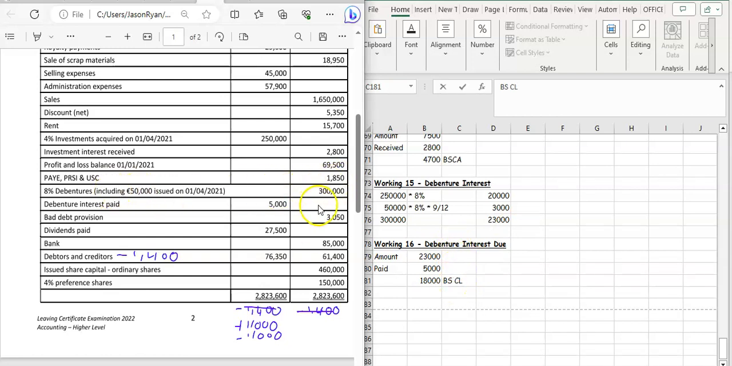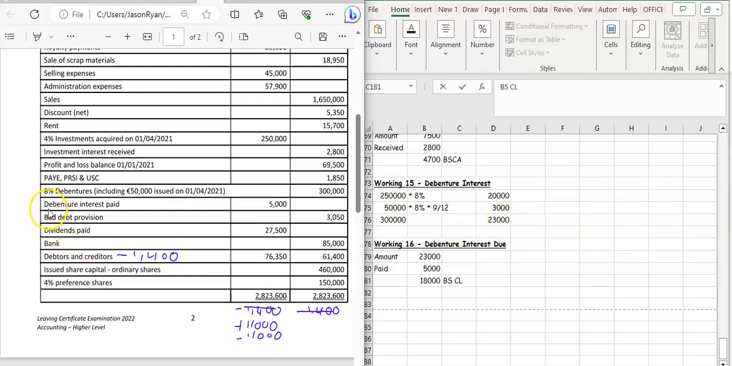Remember, do not calculate your debenture interest for the year on this 300,000. You're going to break it up into two. You're going to take any issued during the year, that 50,000 for this question, and take it away from the 300,000. That's going to give you 250,000. That's what we have for the full year. So that's going to be multiplied by 8%. And then on the 50,000, you're going to multiply that by 8%. Then you're going to multiply by how long you had it for, which is 9/12. You're going to add those two together, and that's going to give you a figure that goes into your profit and loss account. That's the yearly amount.